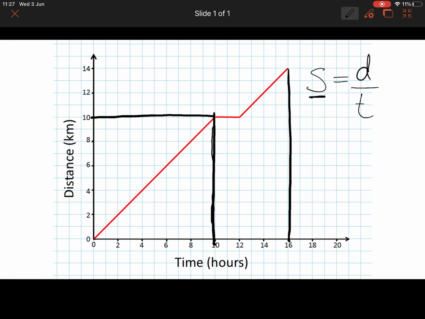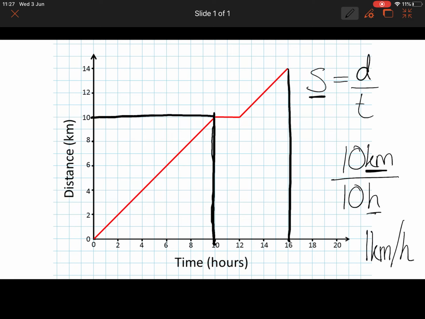Okay, so we can do distance divided by time. 10 kilometres divided by 10 hours. And we can find out how many kilometres an hour this person was travelling at. And we can see that they were travelling 1 kilometre per hour. Okay, so we can go ahead and add that onto the graph. So in this section, they were travelling 1 kilometre an hour.